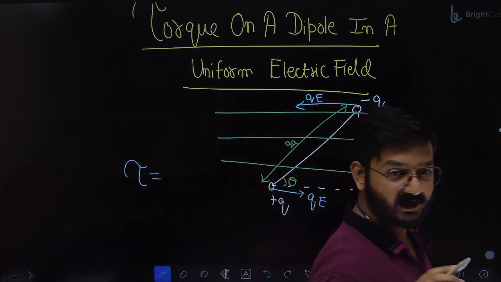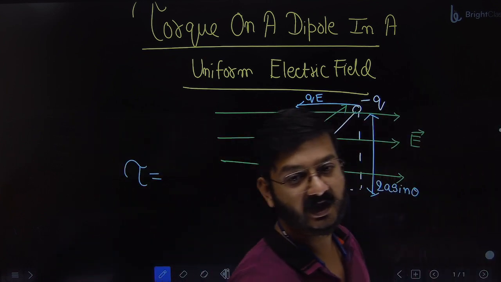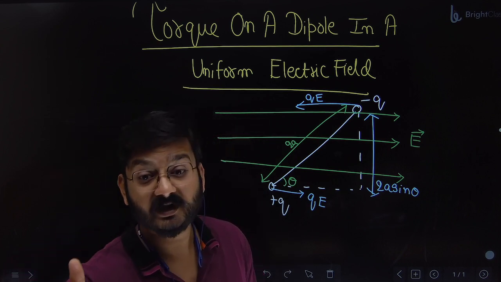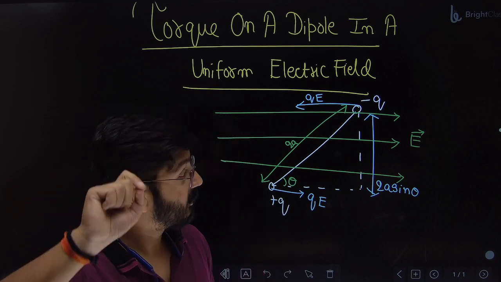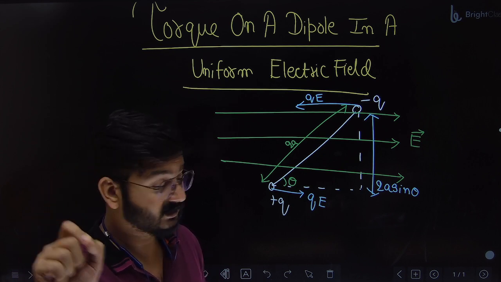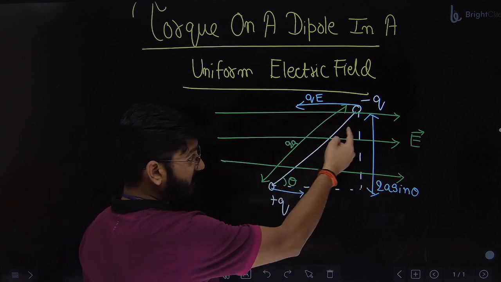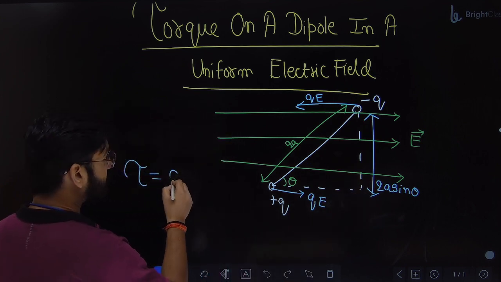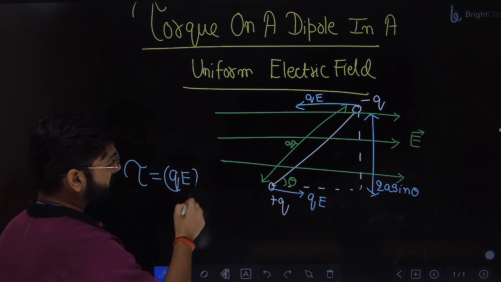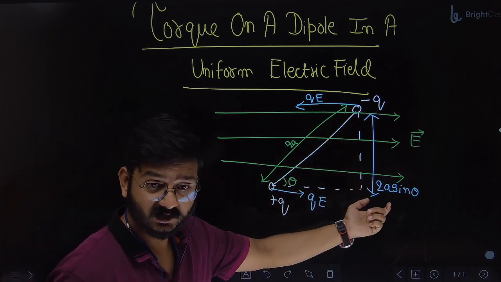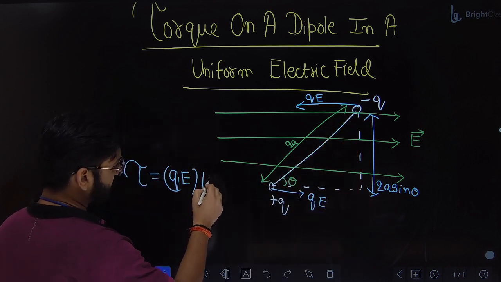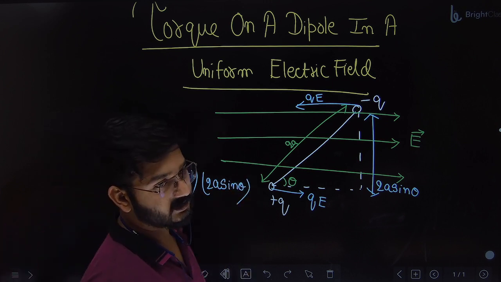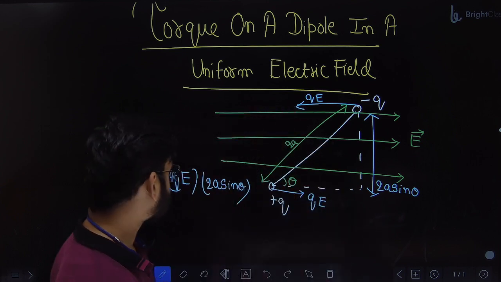So what is the definition of torque? Force multiplied by distance. Or you can say r cross F. Or what we say, force multiplied by perpendicular distance. Listen to the statement. Force multiplied by perpendicular distance. So what is the force? QE. And what is the perpendicular distance? 2a sine theta. Make a note of the definition of torque. Force multiplied by perpendicular distance.